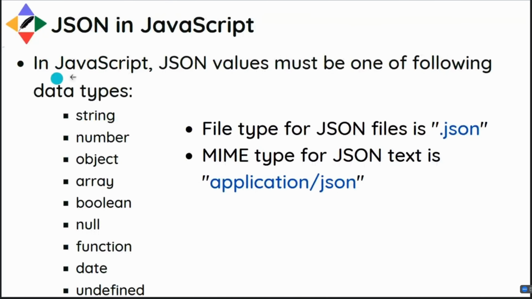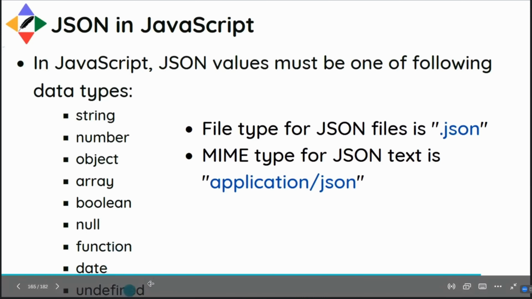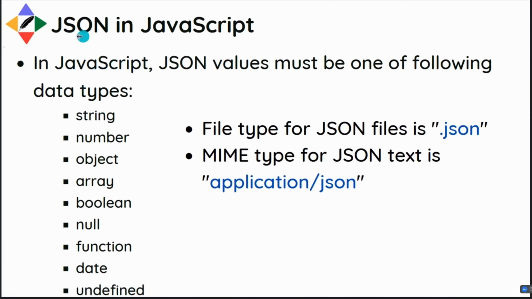In JavaScript, JSON values must be one of the following data types: string, number, object, array, boolean, null, function, date, and undefined. But up to null, what you see is common for all programming languages, not only JavaScript. Because as I said earlier, JSON is programming language independent, which means you can use JSON in any programming language.